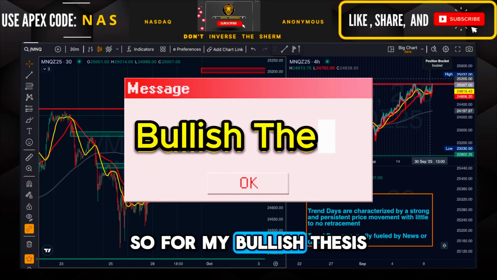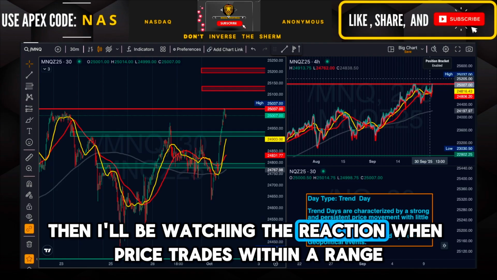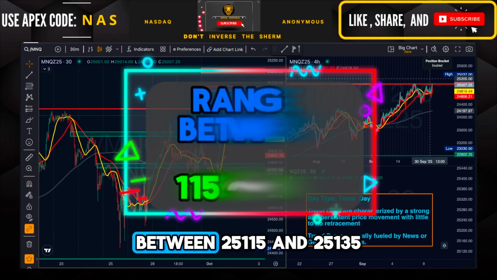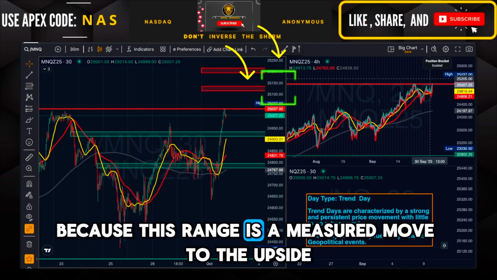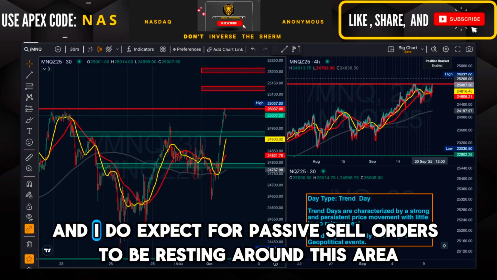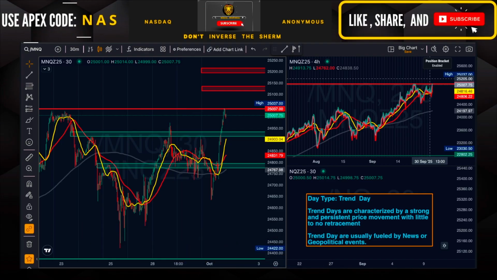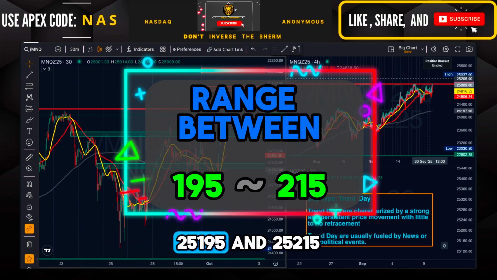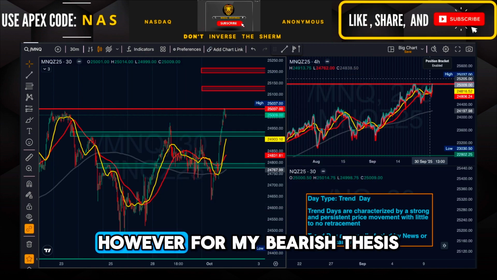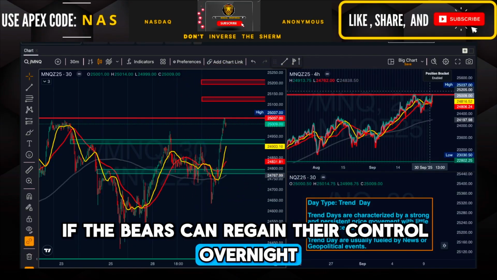So, for my bullish thesis, if the bulls can maintain their control overnight, then I'll be watching the reaction when price trades within a range between 115 and 135. Because this range is a measured move to the upside, and I do expect for passive sell orders to be resting around this area to sell the retest. But if they fail to regain control, then I'll be watching the reaction when price trades within a range between 195 and 215.